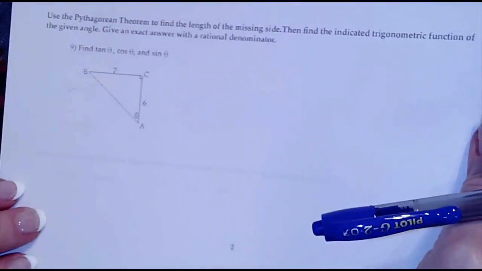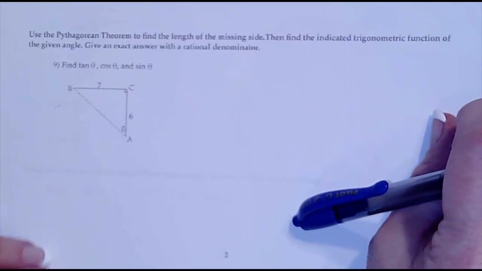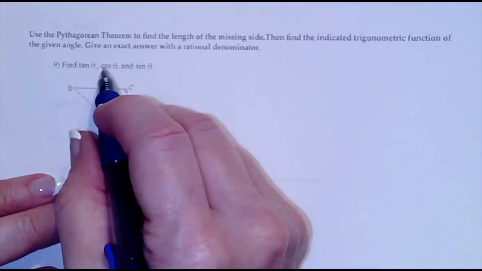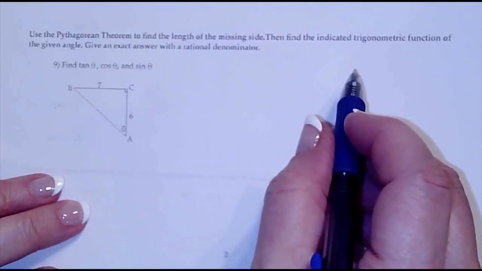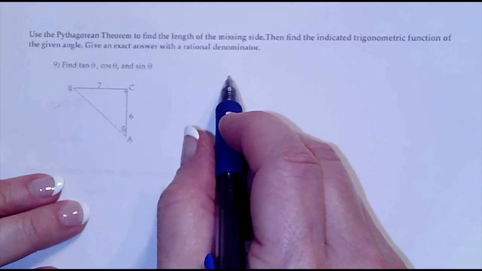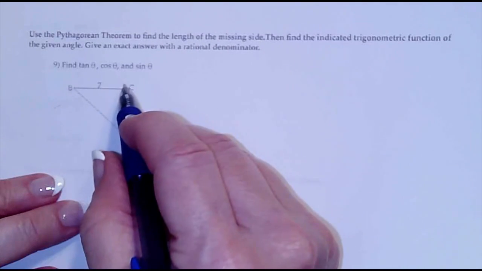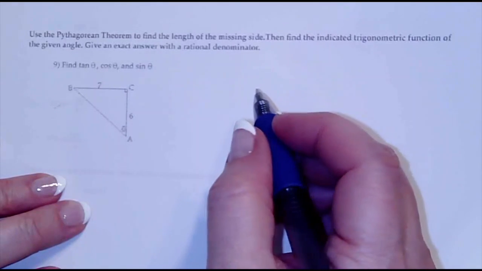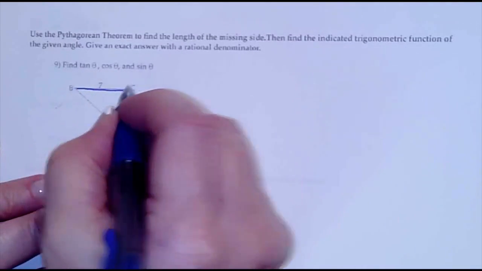All right, we're going to jump down to number 9 on the review. It says use the Pythagorean theorem to find the length of the missing sides, then find the indicated trig functions of the given angle. Give an exact answer with a rational denominator. Now on this one it asks for only some of the functions, but we're going to go ahead and find all 6 of them. We have this triangle, maybe a little hard to see, so we'll see if we can draw the triangle a little better.